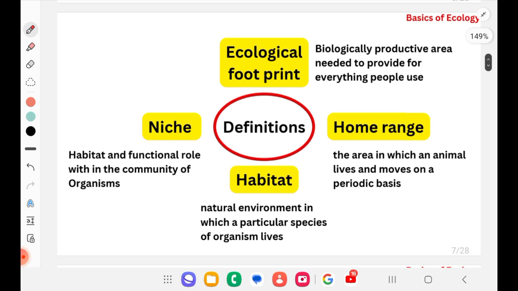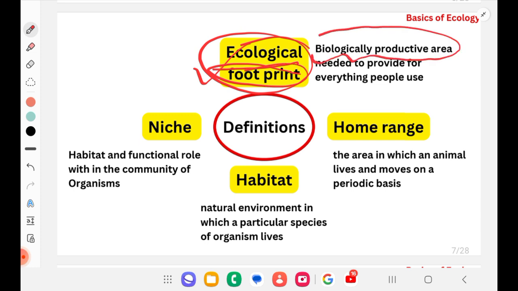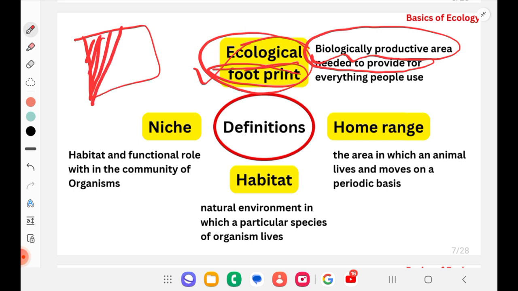The first one is ecological footprint. What is this ecological footprint? Biologically productive area needed to provide for everything people use. So it is a productive area which will provide all the things needed for a people or an organism, right?